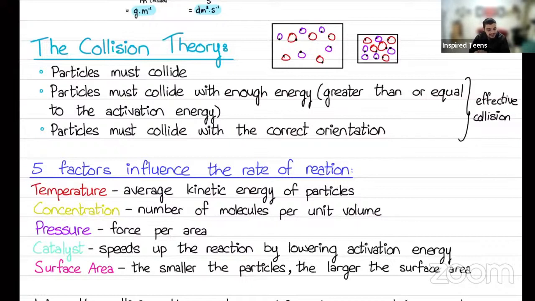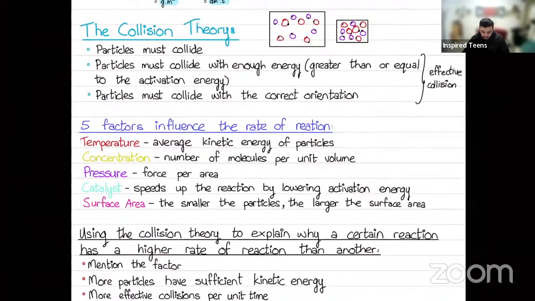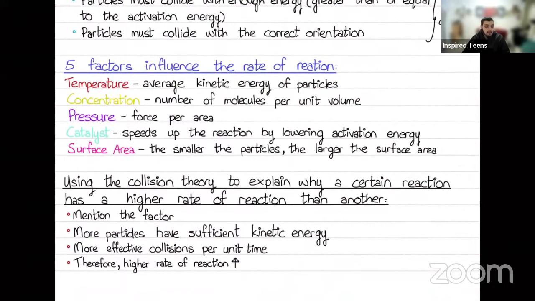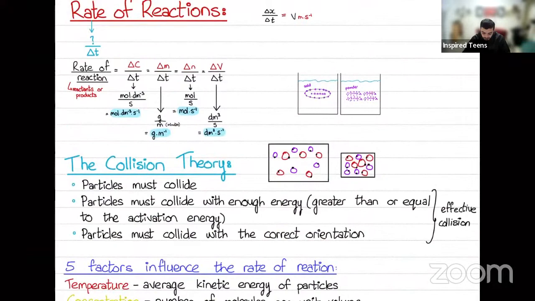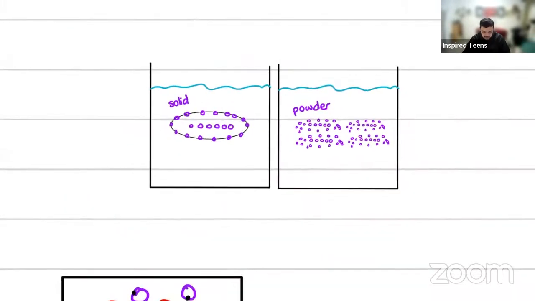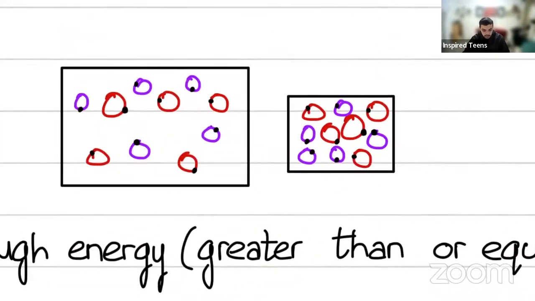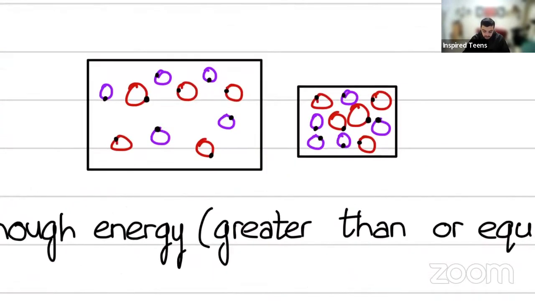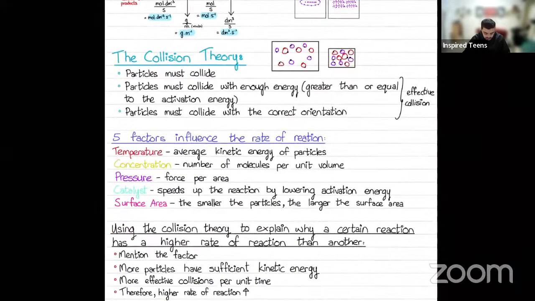That's its definition. That's what it does. Surface area: the smaller the particles, the larger the surface area. That's just to define it. But the larger the surface area, the higher the rate of the reaction. Remember we compared the different surface areas in this little diagram. Again, I'm still yet to edit this document, but eventually I will edit it. And then we said colliding with correct orientation.